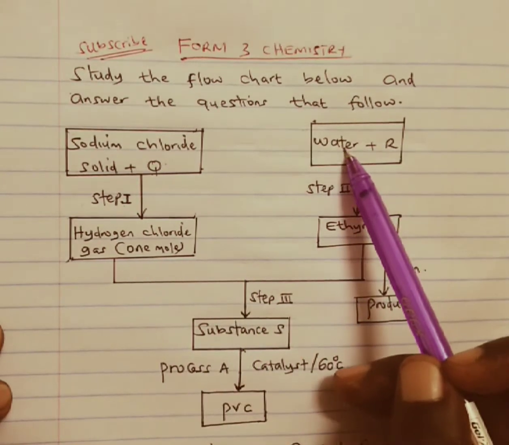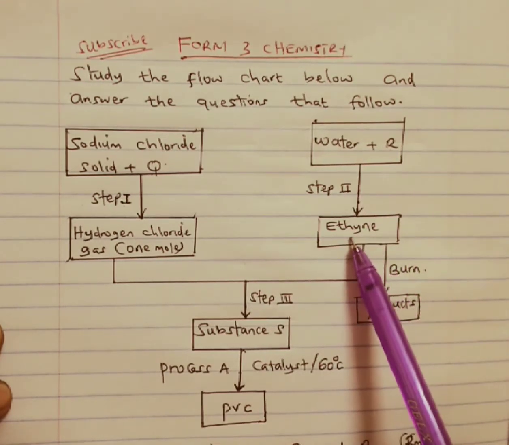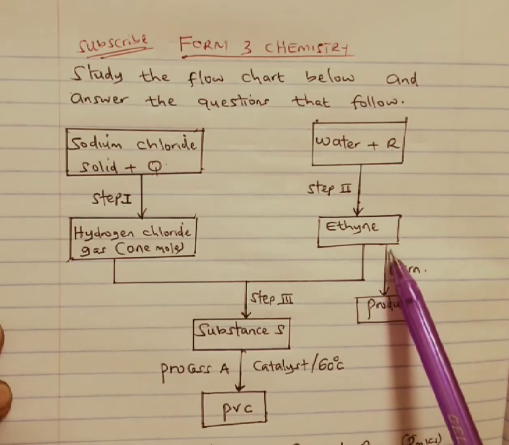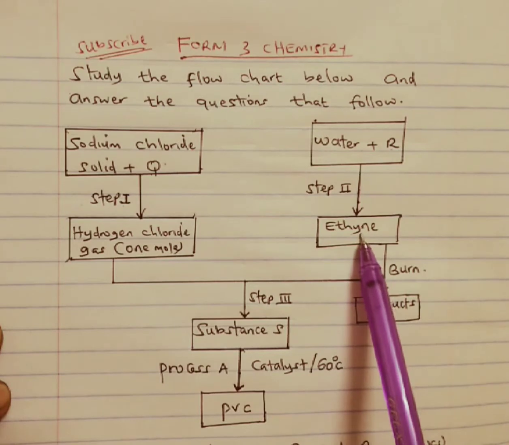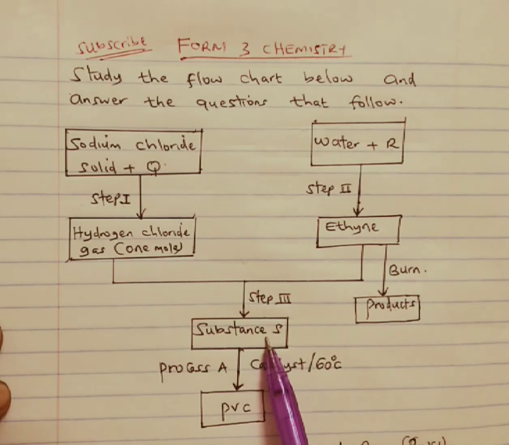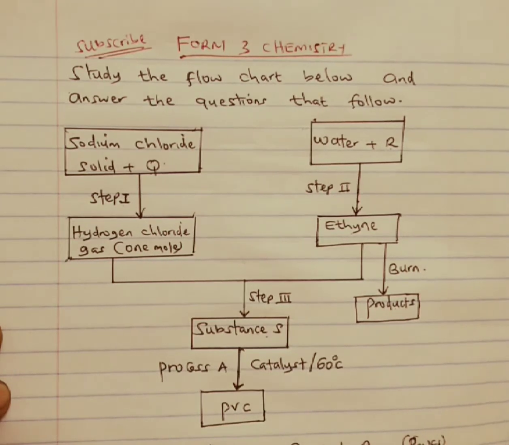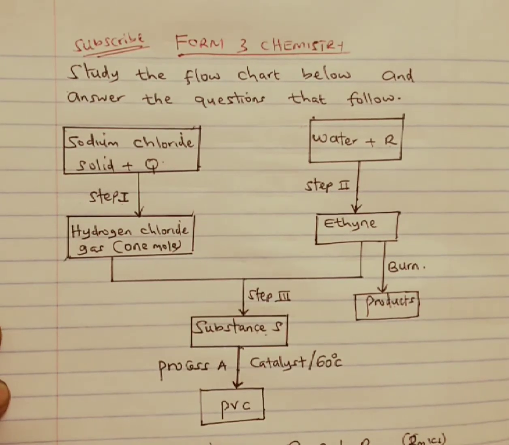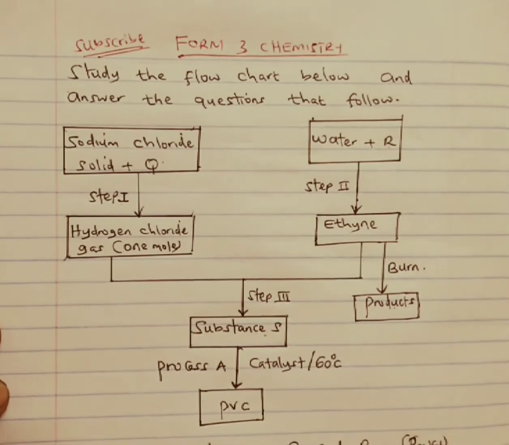Then we have water and R reacting through step 2 to give us ethane gas, and then you burn ethane gas to give us the products here. And then now the ethane gas and the hydrogen chloride react to give us substance S, and that substance S undergoes process A to form what we call PVC, that is polyvinyl chloride, which is a polymer. Now, then of course we have several questions that we are supposed to answer.